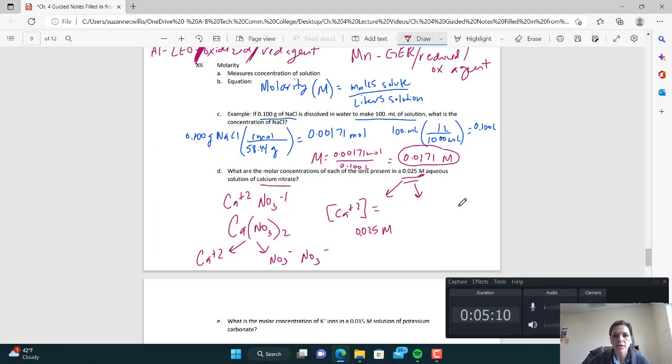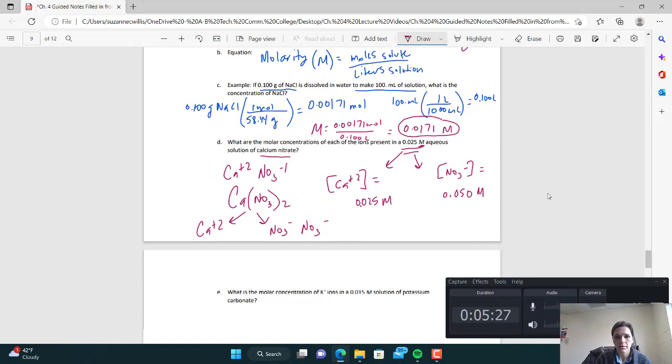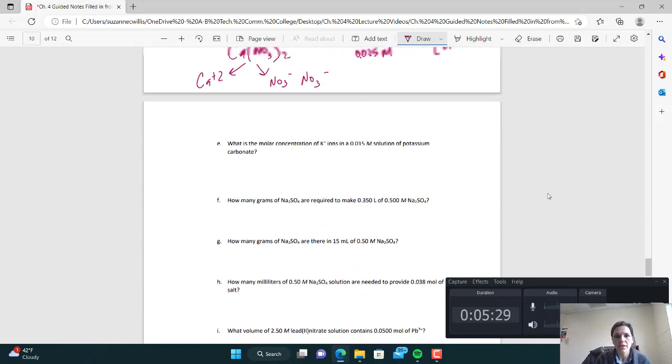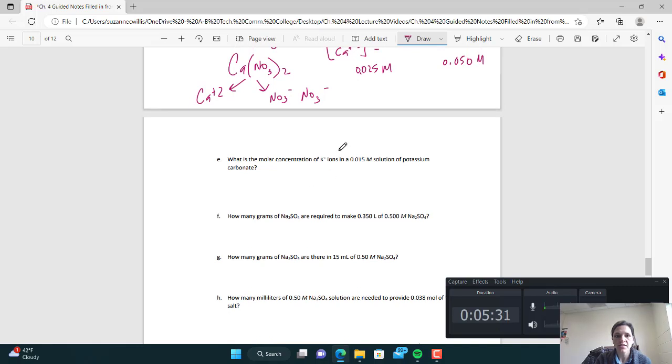And then nitrate is actually going to be double because you're getting 2 nitrate ions for every compound dissolved. Okay? So that's more a conceptual one than a math one. Here it says, similarly, what's the molar composition of K plus ions in a given solution of potassium carbonate?